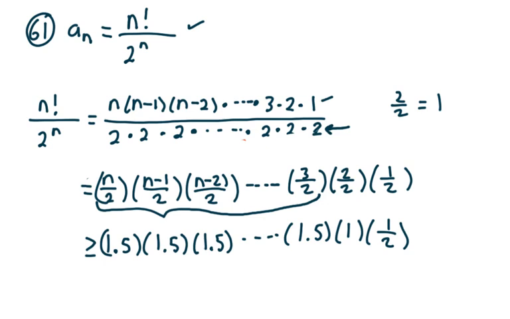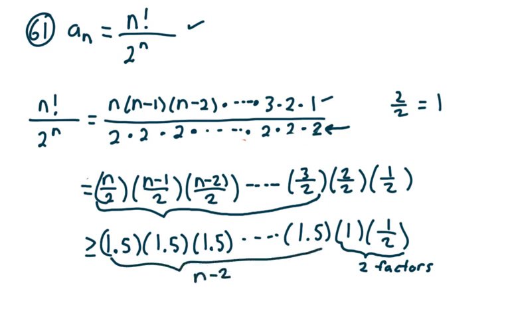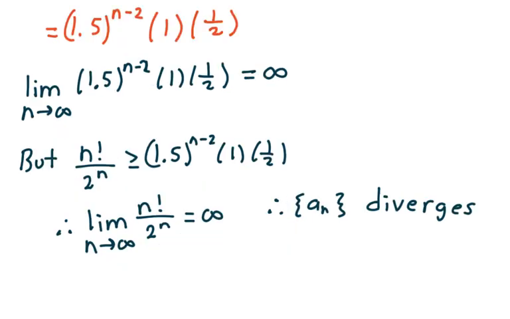And so here are 2 factors, correct? But what do I have to add to 2 to get to n? I have to add n minus 2, right? That's how many factors are here. And so if I take n minus 2 copies of 1.5, I end up with 1.5 to the n minus 2 times 1 times a half.